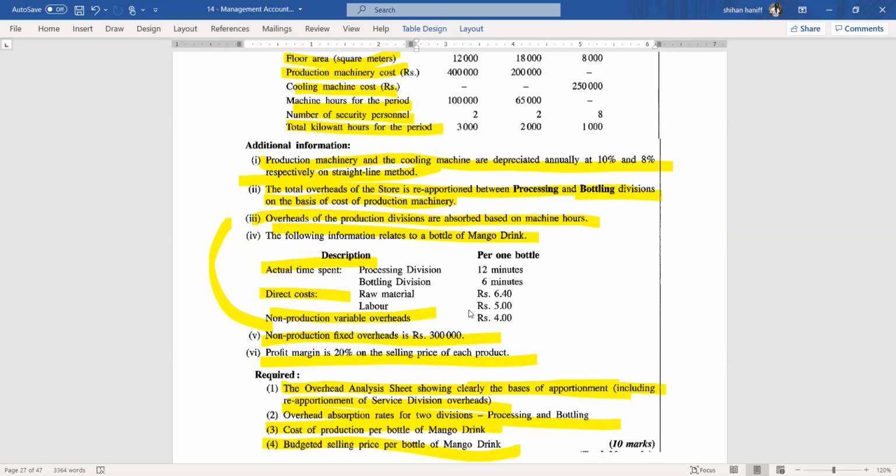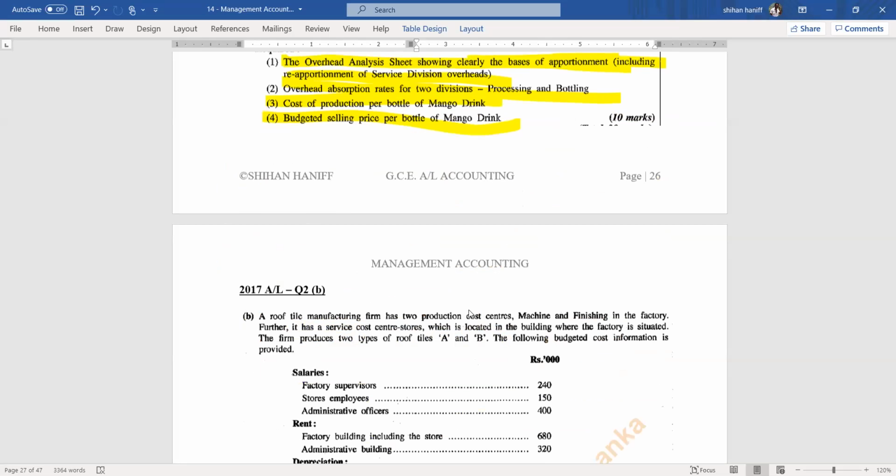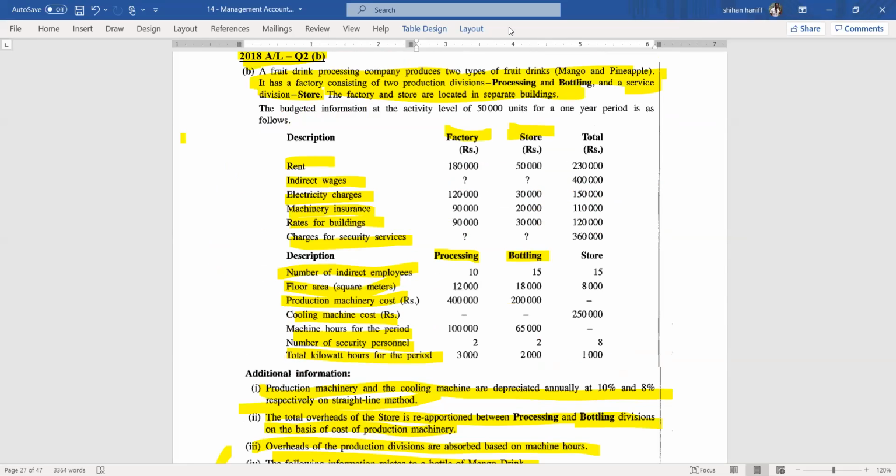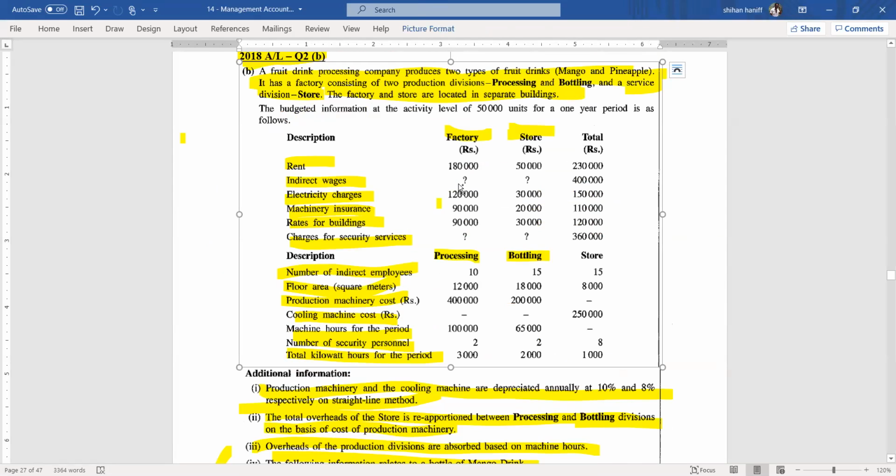So when you look at the question, it seems like a lot of things to be done, but when you do it, it's not a hard thing. It's very simple. The only thing is you need to follow the steps, the process. Okay. Right. Let's take this question.